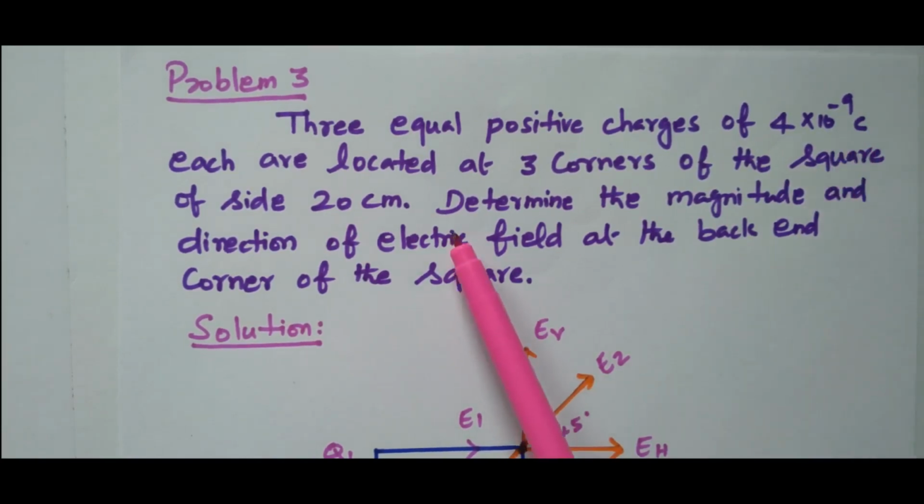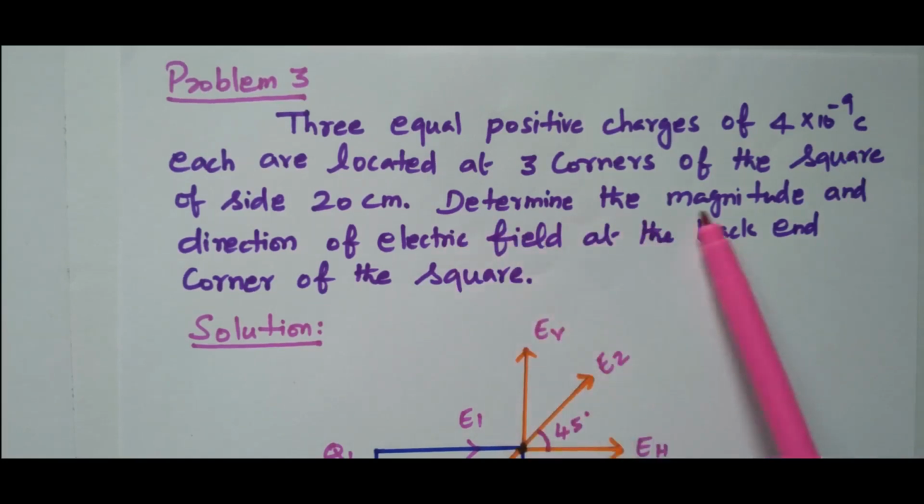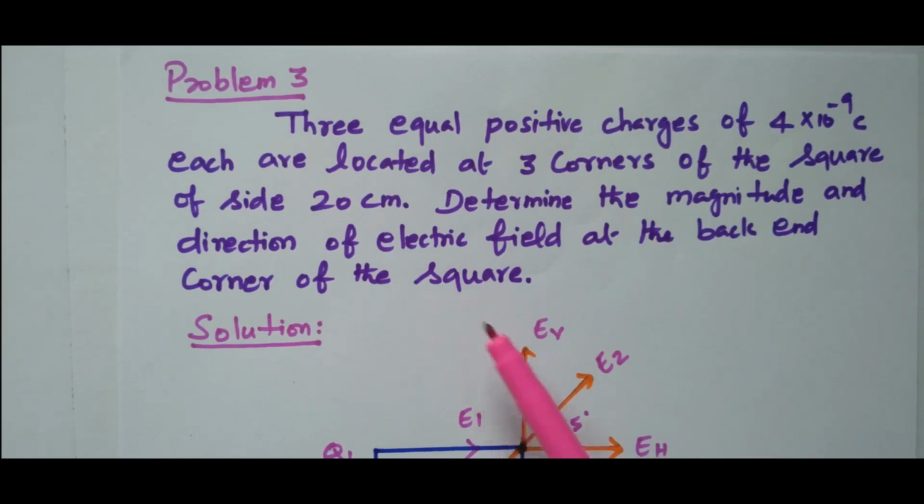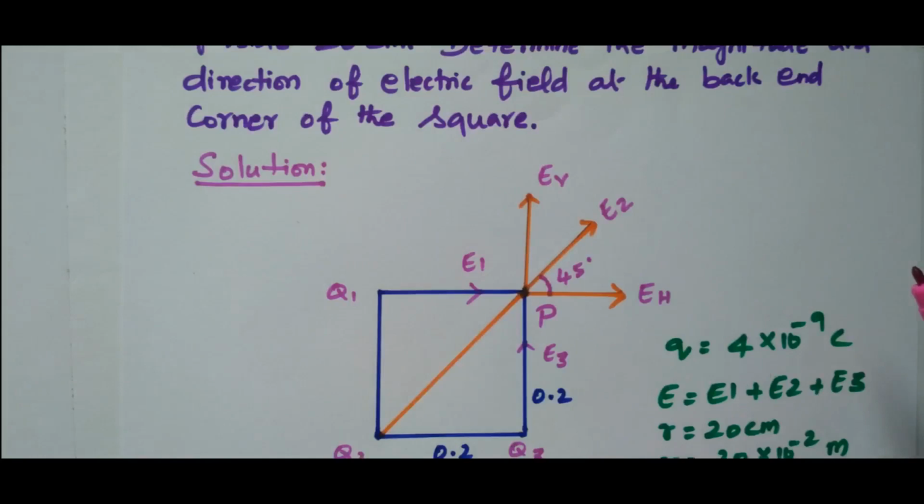Now our question is to determine the magnitude and direction of the electric field at the fourth corner of the square. The 3 corners have the charges placed. One more corner is there. At that corner, we need to find the electric field intensity, magnitude as well as direction. So this is the given problem. We'll see the diagram.